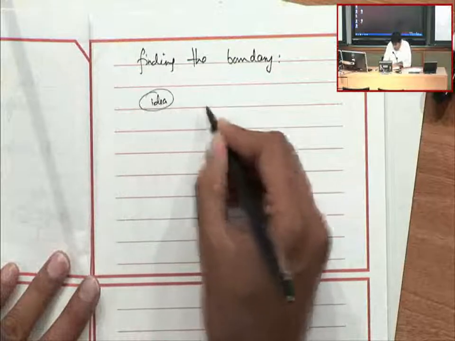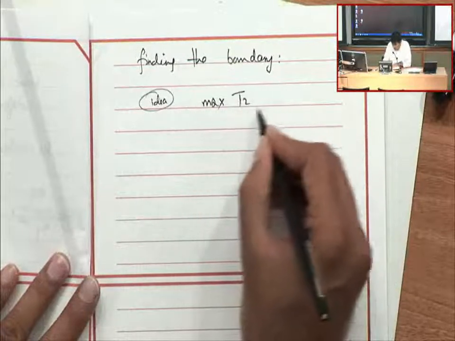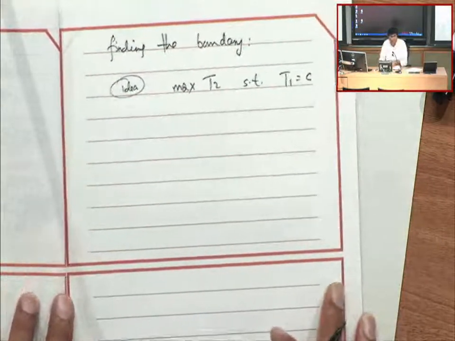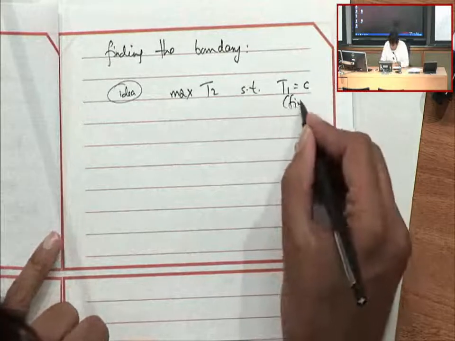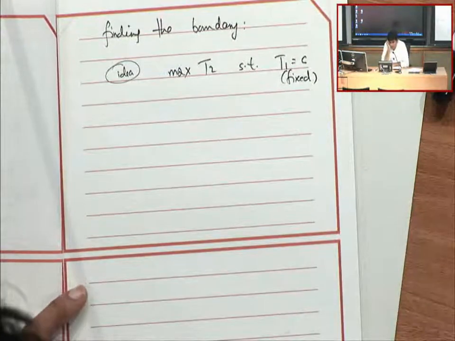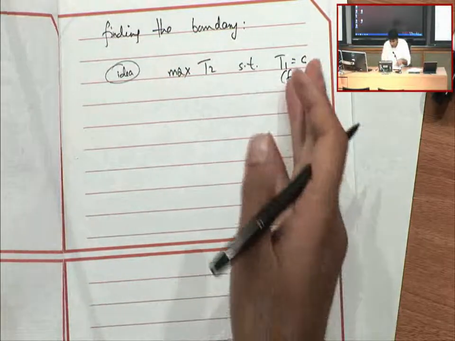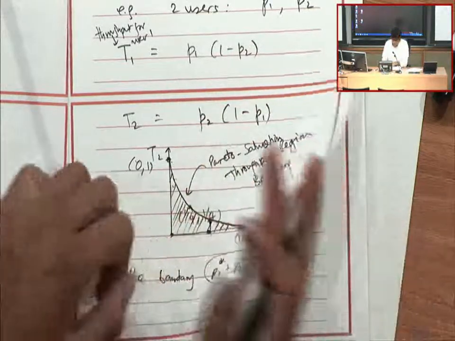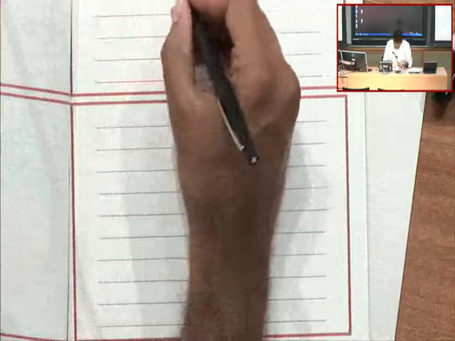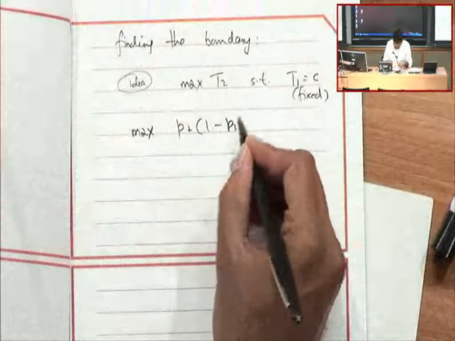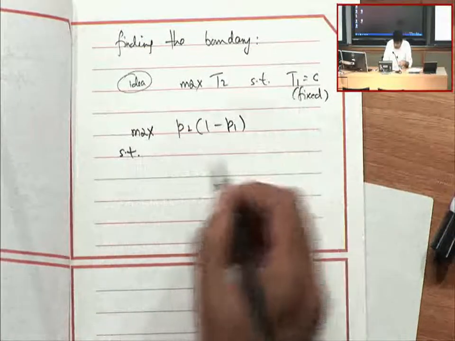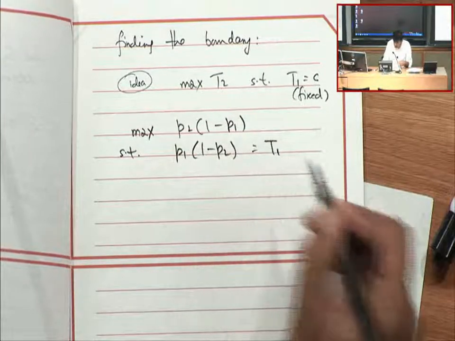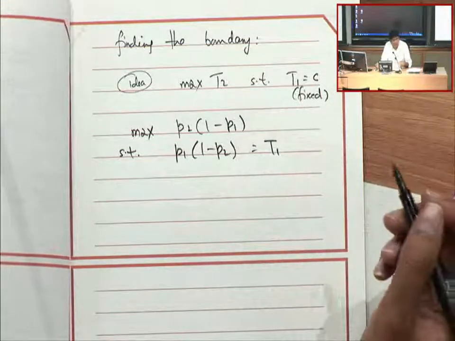So the idea is to maximize T2 such that T1 is some known constant. Let's just call it C. Now, what is T2 and what is T1, and what is this relationship going to help us with? It's these definitions that we have for T2 and T1. So we want to maximize the probability P2 times 1 minus P1, subject to the constraint that P1 times 1 minus P2 is equal to this constant value that we chose for the throughput.